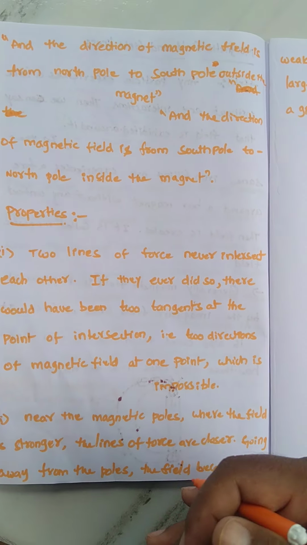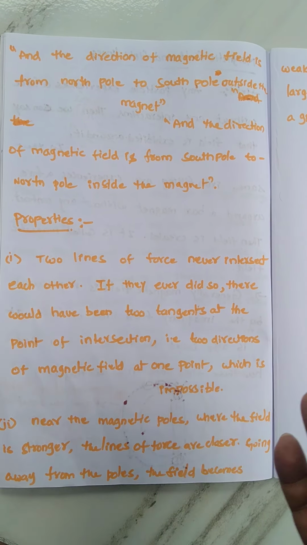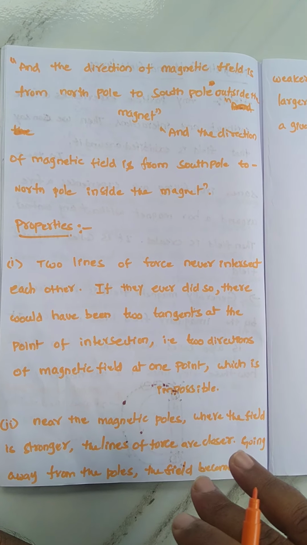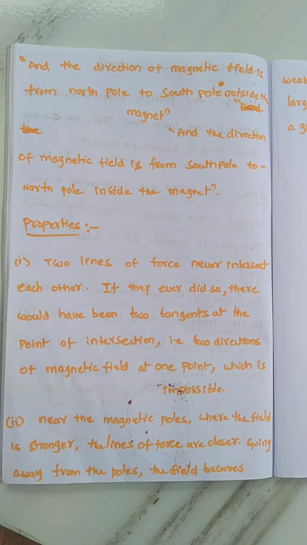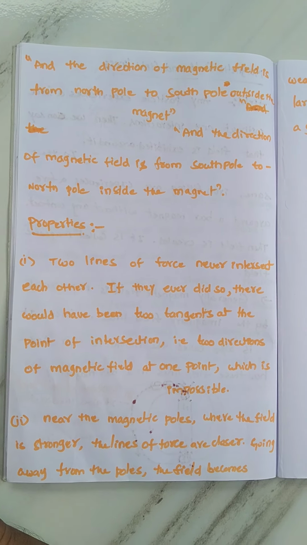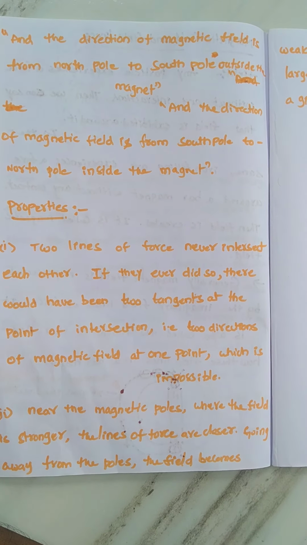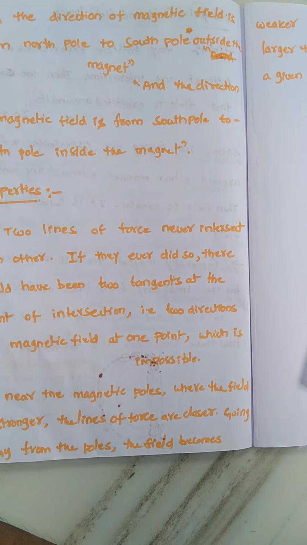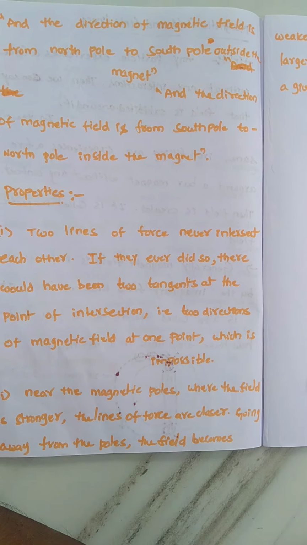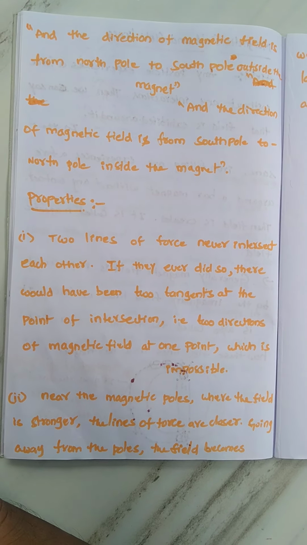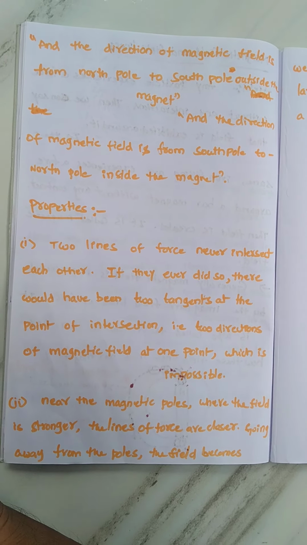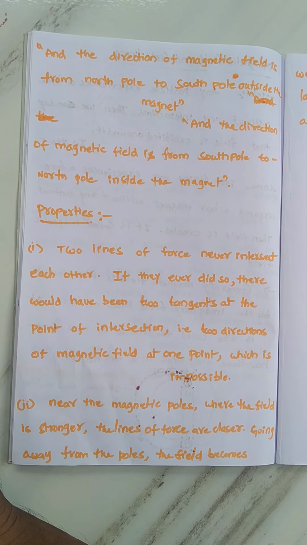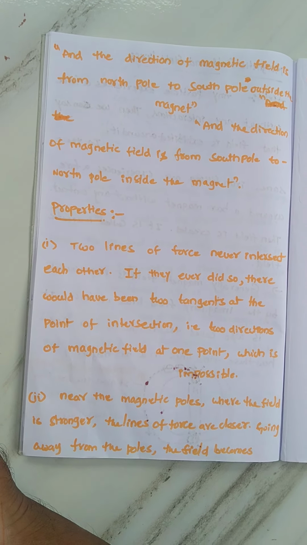If for example there is an intersection, there would have been two tangents. If we want to calculate the direction, we draw two tangents at that point of intersection. So that gives two directions of magnetic field at one point. That is not possible. We can't have two magnetic field directions at one particular point; we can give only one direction at a point. So two lines of force never intersect each other. Just remember that, a very important point.